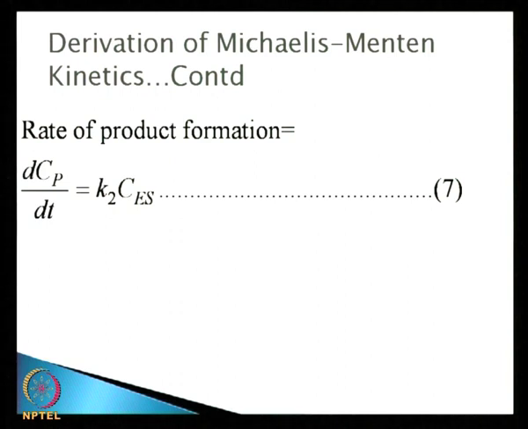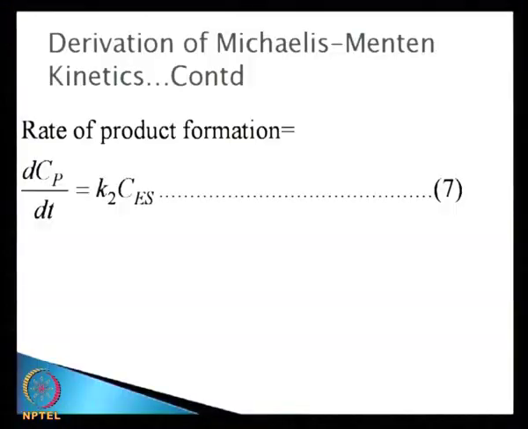So, what we have to do is calculate the concentration of the intermediate species in terms of parameters and variables that we can measure, and then put it back into the rate of product formation to get the final rate of product formation. This is what I want you to do quickly in the next couple of minutes: calculate what CES is.